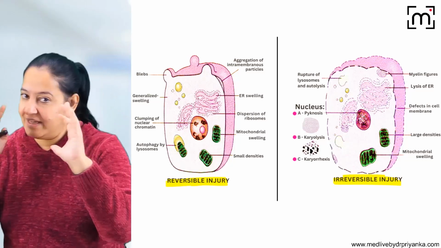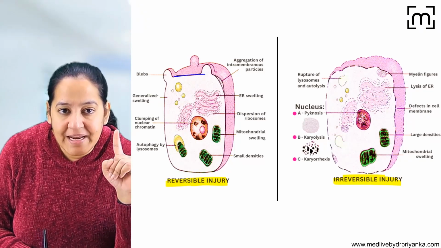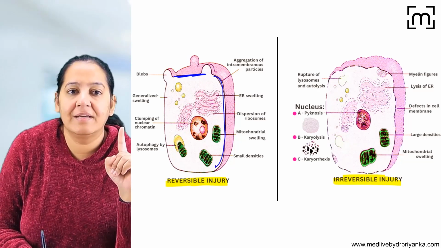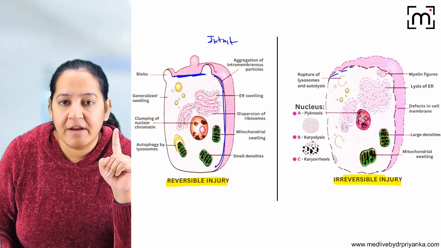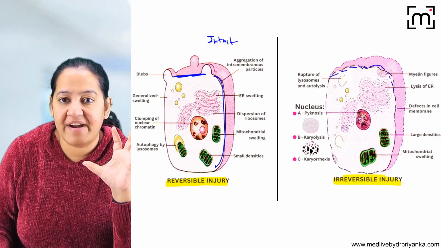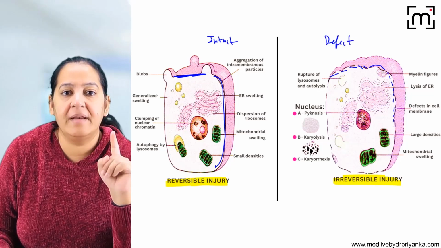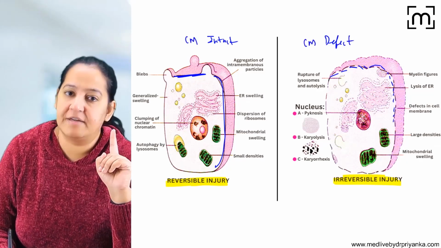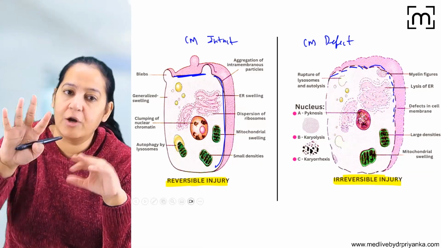Compare the cell membrane here with there. In reversible cell injury, the cell membrane is intact. Can you see? Everywhere it's intact. Here the cell membrane is defective. In irreversible cell injury, the defects and the gaps are there. Here the cell membrane is intact, here it contains the defect. This first difference is visible in the diagram. Rather than memorizing, look at the diagram.